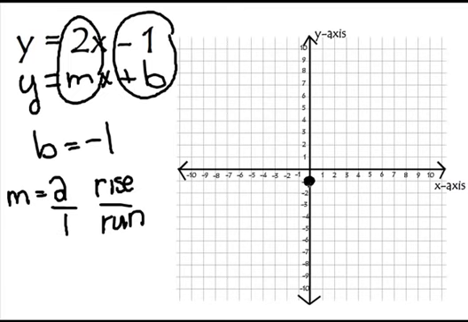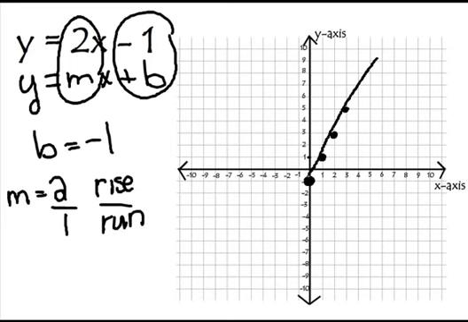So what I do is I start from my y-intercept, I start from -1, and I rise 2, so I go up 2, and then I run 1. And I put another dot. Let's do that again. I go up 2 and run 1. And I can keep doing that, up 2 over 1, forever and ever.